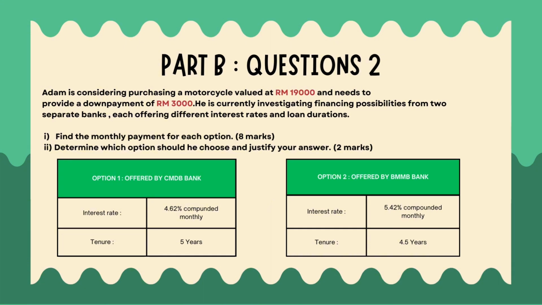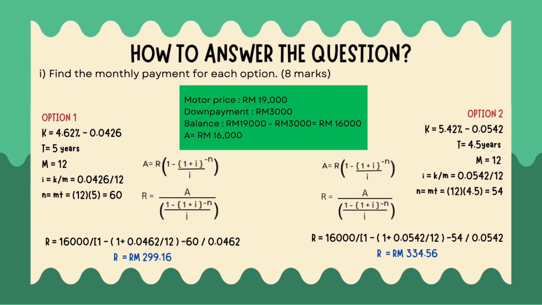So how to answer the questions? First, we need to find the clue of the questions. So the clue in the question is motor price is 19,000 ringgit, down payment is 3,000 ringgit. So we need to find A. The down payment must be deducted from the motor price. So A is 16,000 ringgit. So we need to complete option 1 first. K equals 0.0462, T equals 5 years, M equals 12, I equals K over M, so 0.0462 over 12, and M multiplied by T, so 12 multiplied by 5 equals 60.